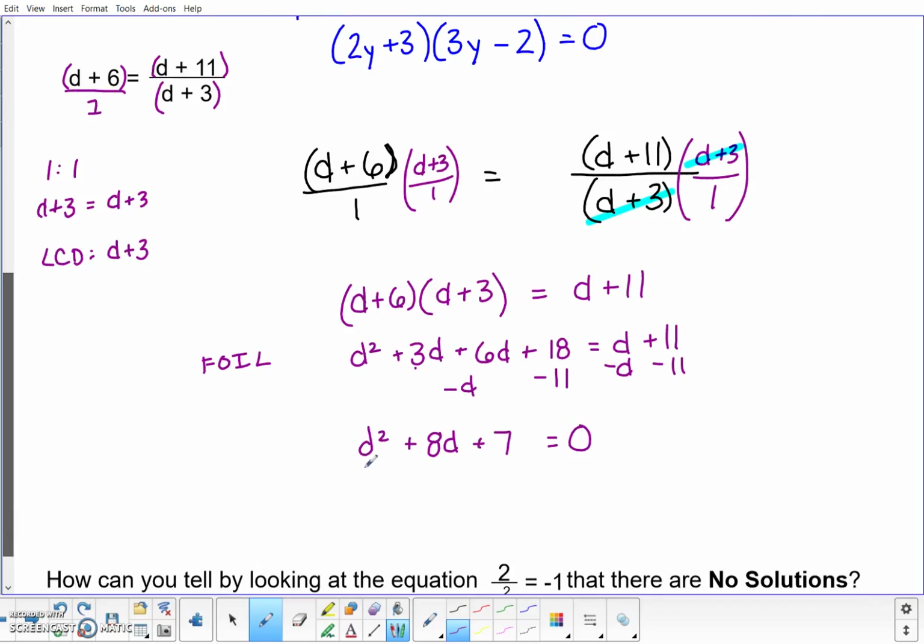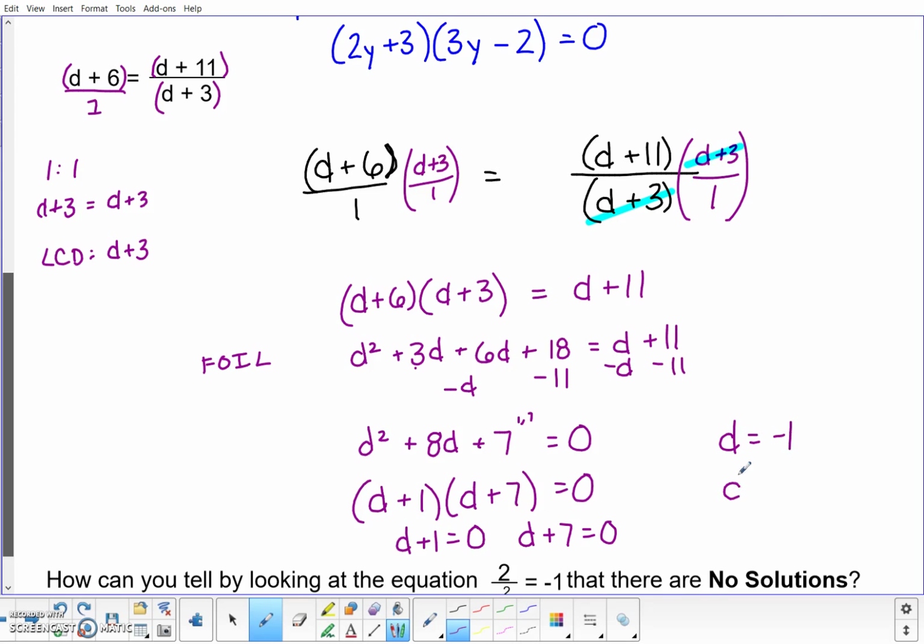Now I'm going to try to factor this, because I like factoring. Since it starts with 1d squared, I can look for easy factors of 7 that add up to 8. That'll be 1 and 7. So d plus 1 times d plus 7 equals 0. And then I solve. D plus 1 equals 0, and d plus 7 equals 0. That gives me the two solutions, d equals negative 1, and d equals negative 7.